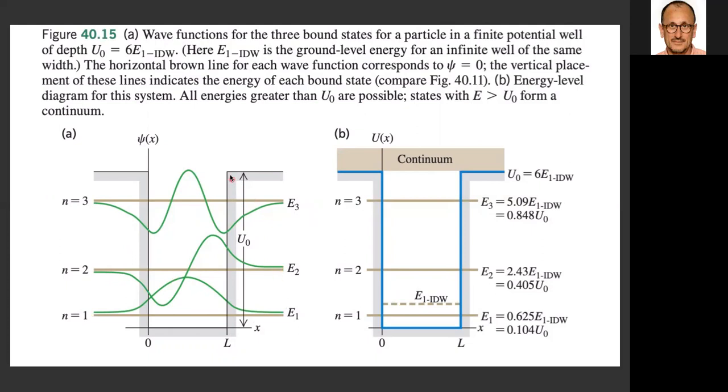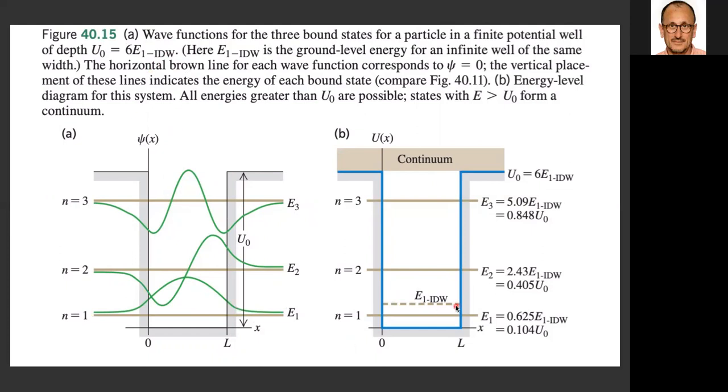And here I have a potential well, which is as deep as 6 times the energy of the ground state of the infinite one-dimensional well. Okay, this is what they say.